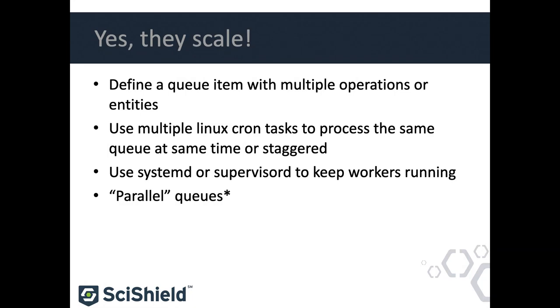You can also use multiple Linux cron jobs to run your queue. Remember, I told you that you can run a queue manually using Drush. So that means you can do multiple Linux cron jobs to process that same queue. You could use systemd or supervisord to keep these workers always running. Has anybody ever played with either one of those, supervisor or systemd? Basically, it's like an ini file or whatever that sets up a process, and it will automatically restart that process if it dies. A lot of times what you'll see is people will process maybe four or five items in that job, send out a signal to kill it, and then systemd will automatically restart it. So it's almost like a daemon at that point. And then we'll talk about parallel queues again at the end.